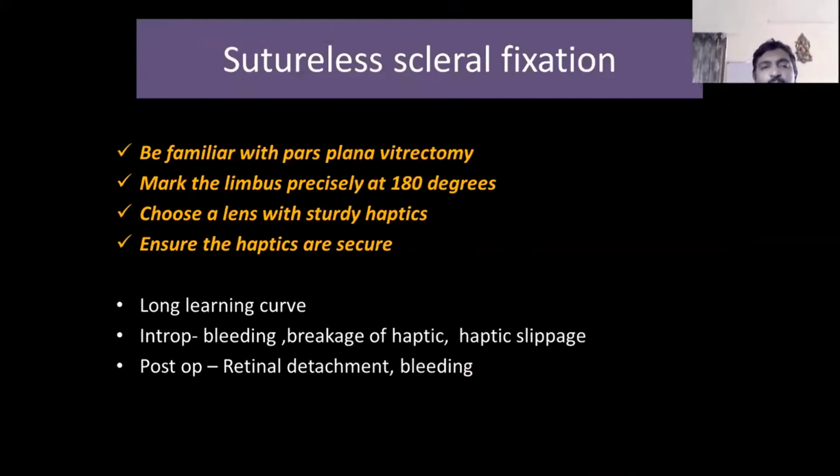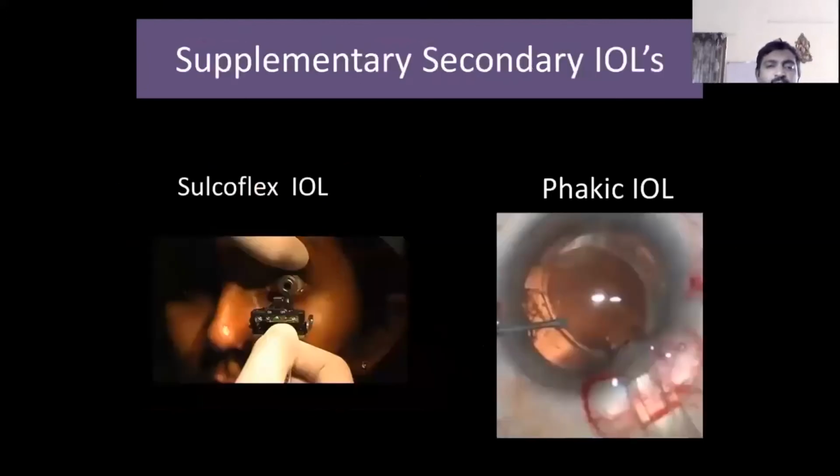So for sutureless scleral fixation, one needs to be familiar with the vitrectomy technique, mark precisely the 180-degree axis, and choose lenses which have a sturdy haptic, but still there is a risk of bleed, breakage of the haptic, slippage, and many things. And post-operatively, there is a risk of retinal detachment and other things.